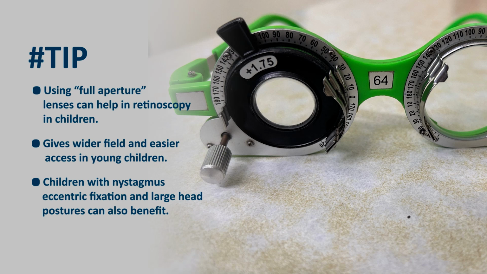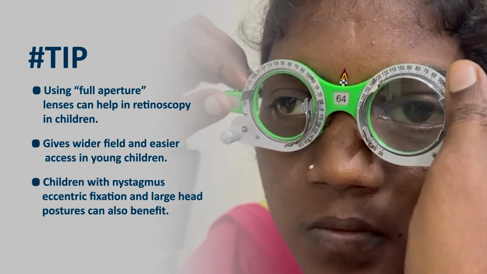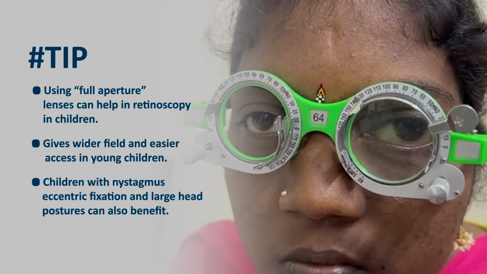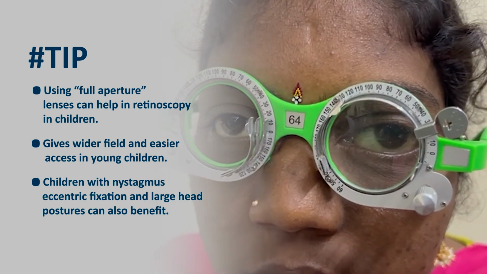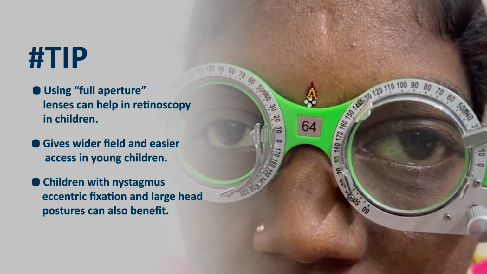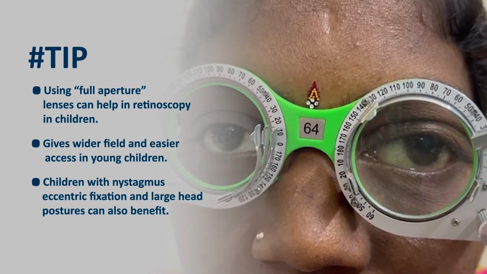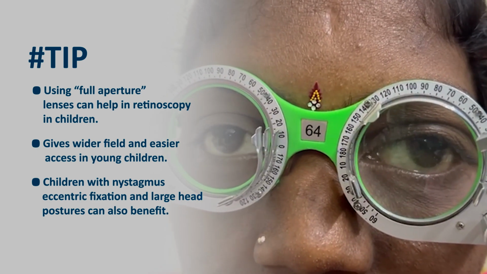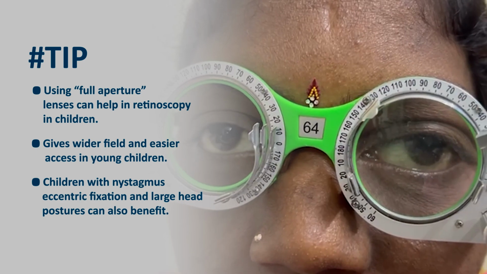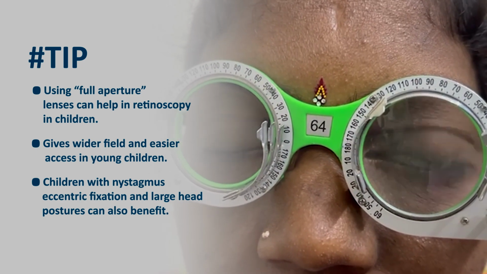In addition, using full aperture lenses can help in better retinoscopy because children may not fix well and may turn their heads while examining. Full aperture lenses as opposed to mini aperture lenses can give a wider field and easier access to retinoscopy in young children. Children with nystagmus, eccentric fixation and large head postures can also benefit from full aperture trial lenses.